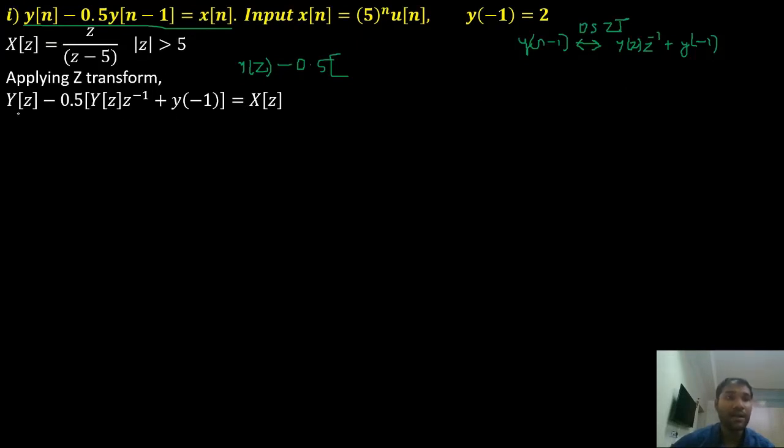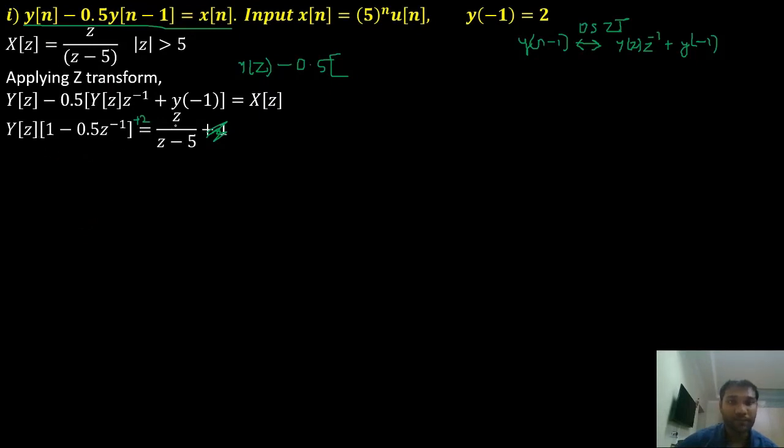Now I'll take Y of z common on the left hand side, then I'll have 1 minus 0.5 z inverse, and in place of y of minus 1 I'll substitute 2. That means I'll have plus 2 here, right?